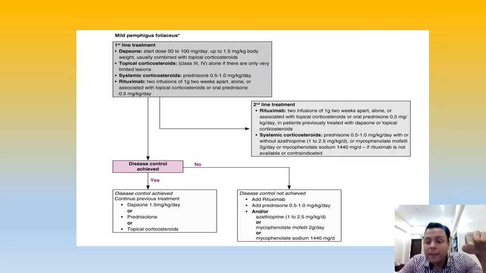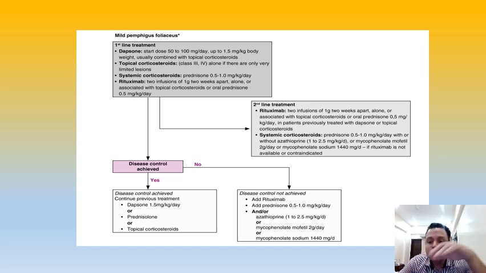Now we are dealing with mild pemphigus foliaceus. Mild pemphigus foliaceus is already very mild. So sometimes the guideline treatment is not steroid in the beginning. There is a steroid, but Dapsone is also given priority. So you can use Dapsone 50 to 100 milligram per day, that is around 1.5 milligram per kg body weight, usually combined with the topical.